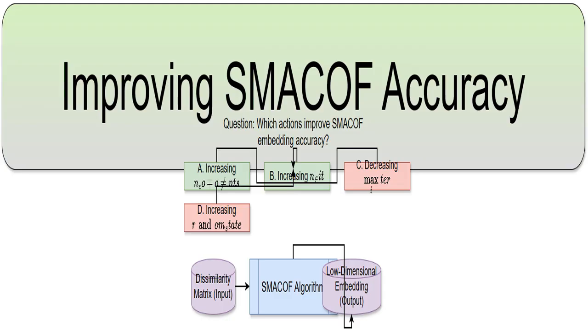This is the core question. The problem is that the low-dimensional embedding produced by smacof doesn't accurately reflect the original data's dissimilarities. So, I'm figuring out which parameter adjustments will help improve the algorithm's output, making the low-dimensional representation a more faithful picture of the original distances. Let's find the best settings.